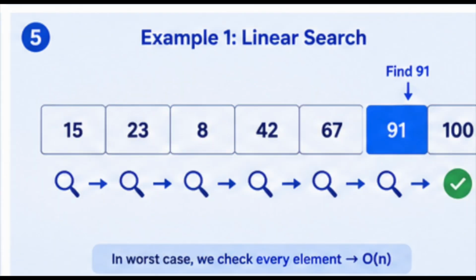Let's say we want to find the number 91. We start from the beginning. Compare with 15, not found. Compare with 23, not found. Then 8, 42, 67. Finally, we reach 91. In the worst case, we may have to check every element. If the array has 10 numbers, we may check 10 times. If it has 1000 numbers, we may check 1000 times. If it has 1 million numbers, we may check 1 million times. This growth is called O(n), or linear time.